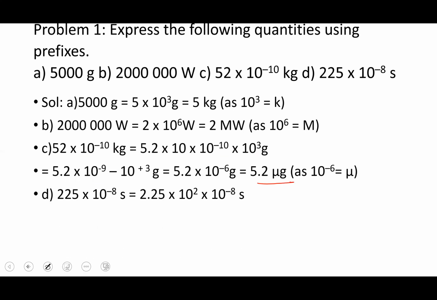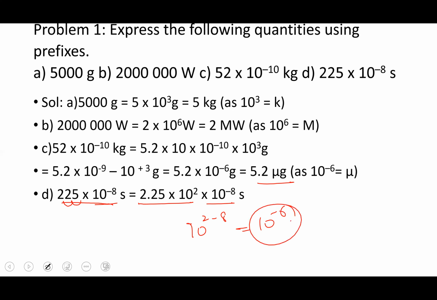Part D says 225 into 10 to the power minus 8 seconds. So we can put the decimal point after the 2, and it becomes 2.25 into 10 to the power 2, and 10 to the power minus 8 will be as it is. So what do we do with the powers of 10? It will be 10 to the power 2 minus 8, so the answer will be 10 to the power minus 6.